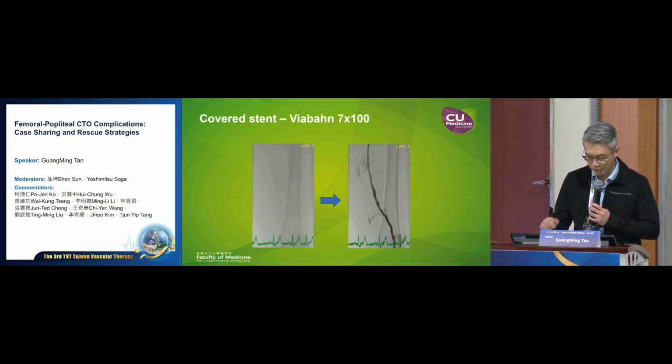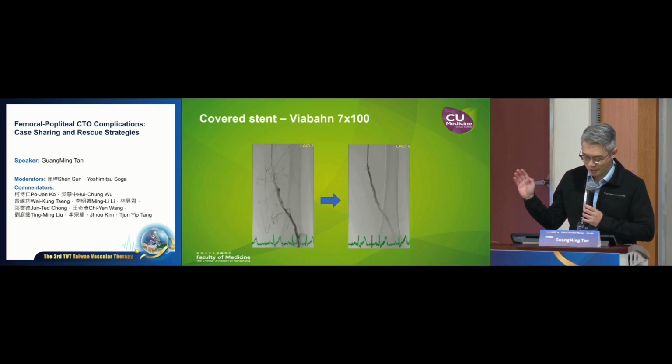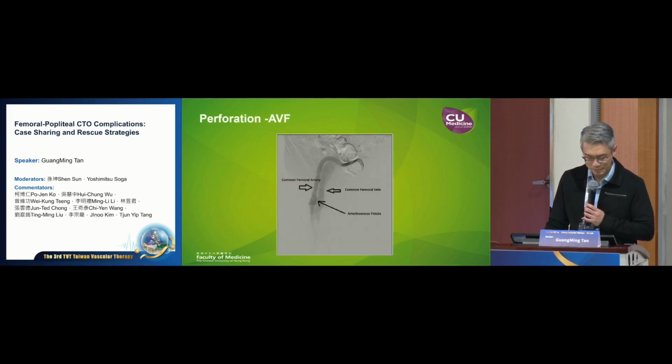And this is after the placement of the Viabahn 7 times 100 stent. Of course, you can argue that you might actually need a bigger stent because this looks like a 6.5-ish vessel, but I think the key there is just to rescue the patient and seal off the perforation, which is more important than achieving an excellent angiographic result.